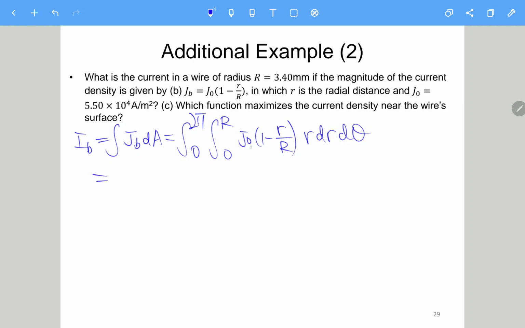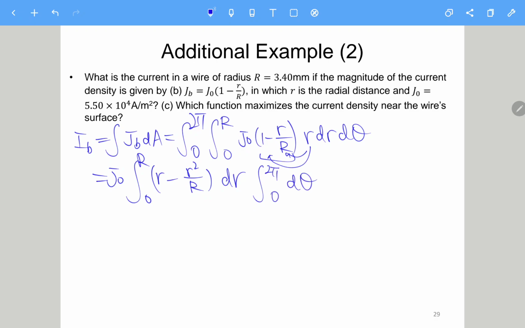Okay, so we can just move J0 outside, and then here we have dr. We cannot separate, so we need to keep it there. So we try to distribute R here and here. So we have R minus R squared over capital R, like this. Integrate from 0 to R. And then we have an integration of d theta from 0 to 2 pi as usual.